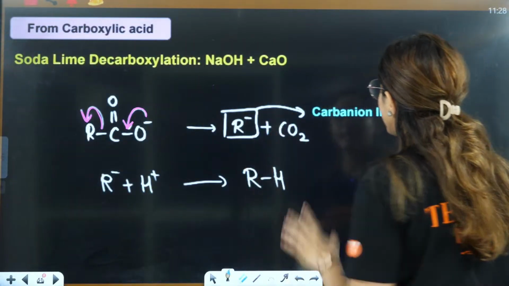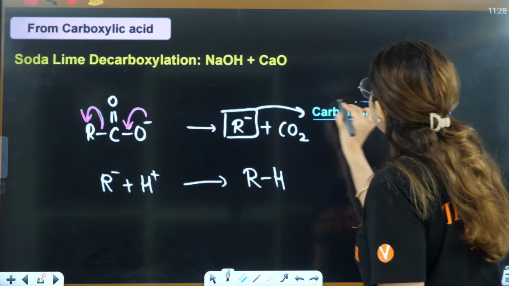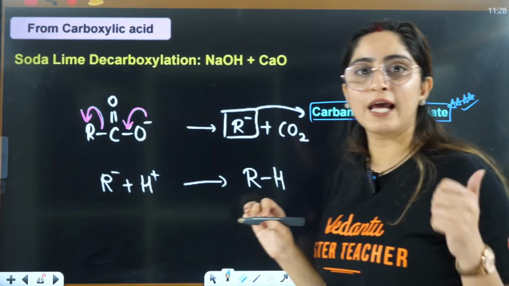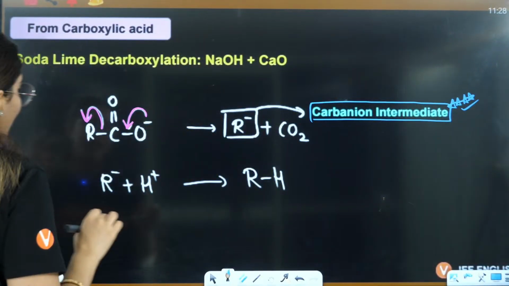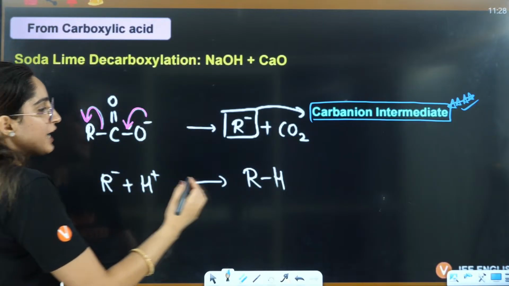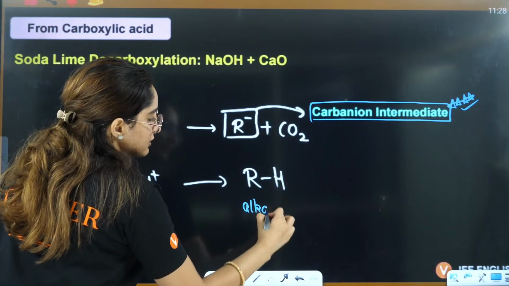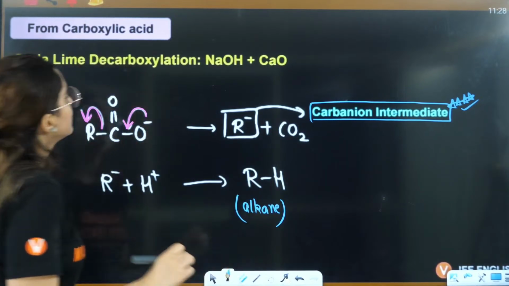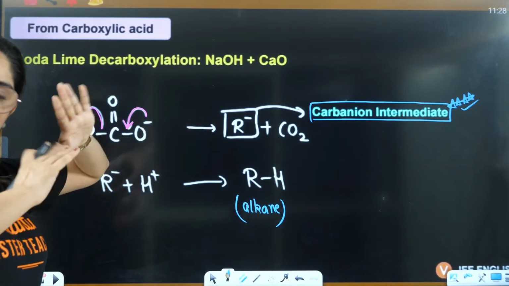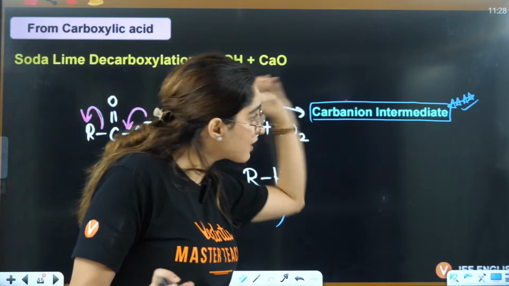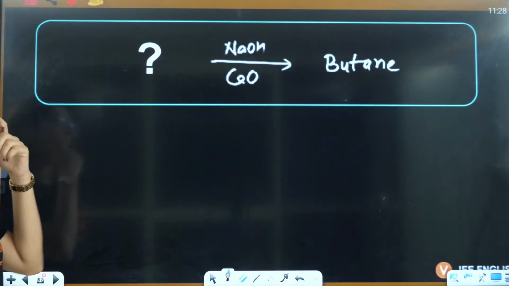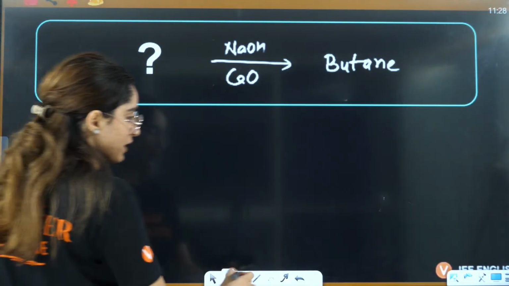Now in this R negative, that is your carbanion intermediate formed here. This is very, very important, that in case of soda lime decarboxylation, carbanion is the intermediate, and with this R negative you add H positive and you will have the formation of alkane. That is your mechanism of soda lime decarboxylation. This much is enough, you don't have to get into more detail. This much is enough, that carbanion is the intermediate here, how it is done. Right, now let's see 2-3 things for this question.